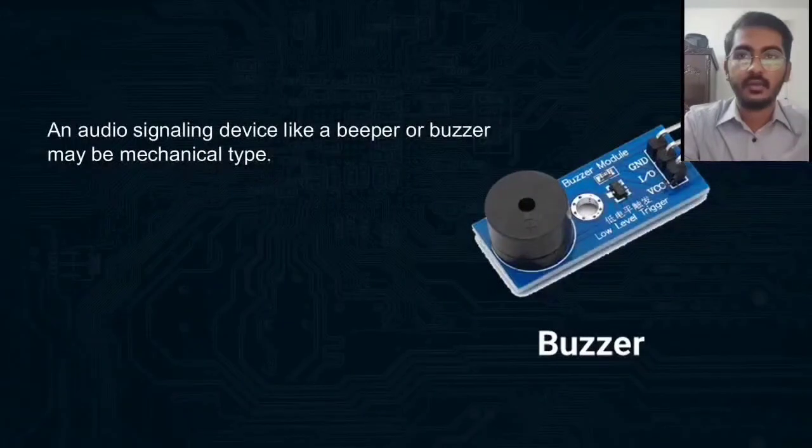Buzzer. An audio signaling device like a beeper or buzzer may be of mechanical type. The main function of this is to convert the signal from audio to sound. Generally, it is used in timers, alarm devices, printers, computers, etc., based on the various designs.